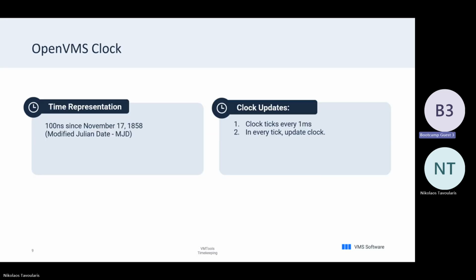And before we continue, let's see how OpenVMS represents time. OpenVMS represents time in 100 nanosecond units since the 17th of November 1858. This is known as the Modified Julian Date, and it is used a lot by astronomers and, of course, the OpenVMS system. Now, internally, OpenVMS has a clock that it updates every 1 millisecond. So we have 1 millisecond precision.